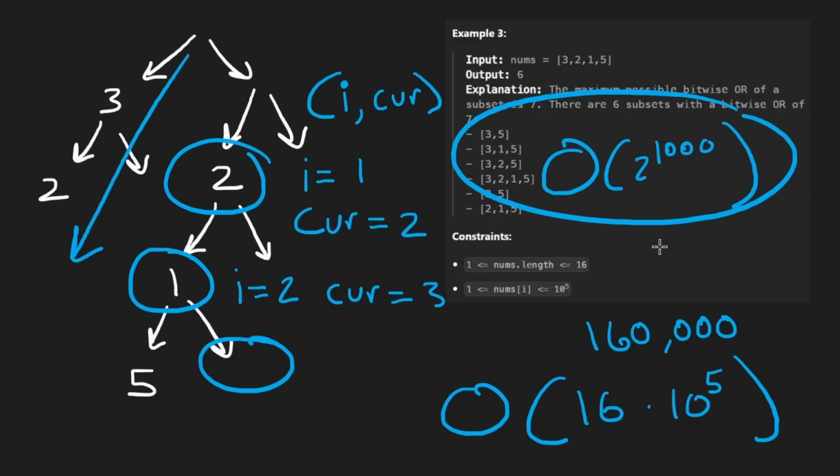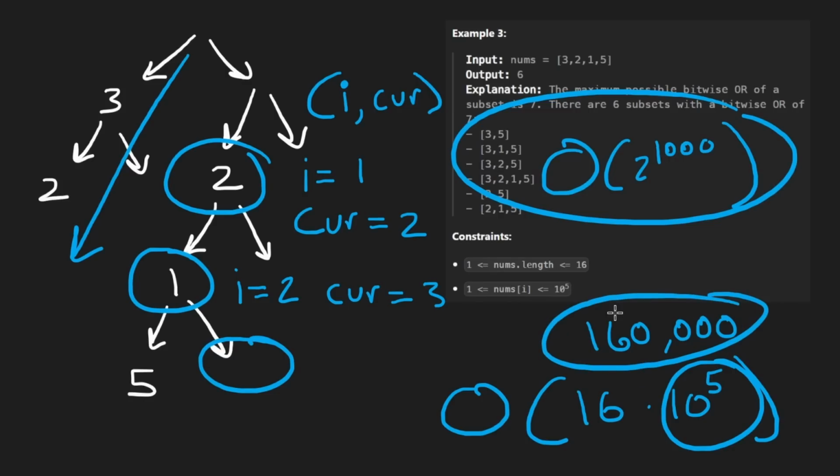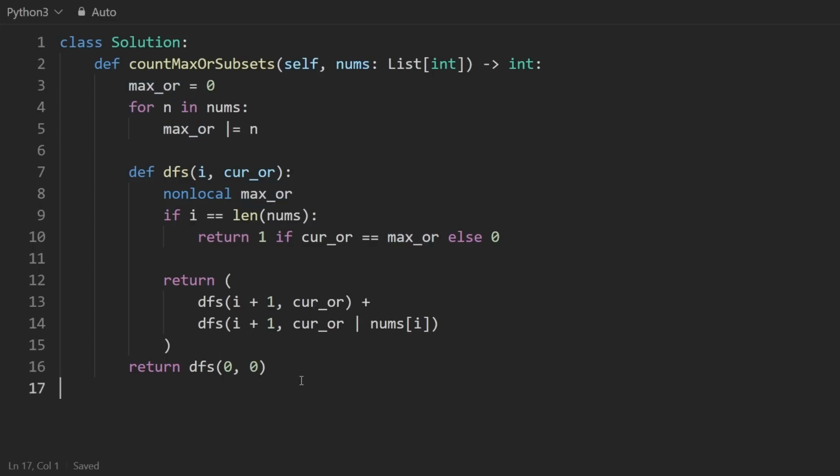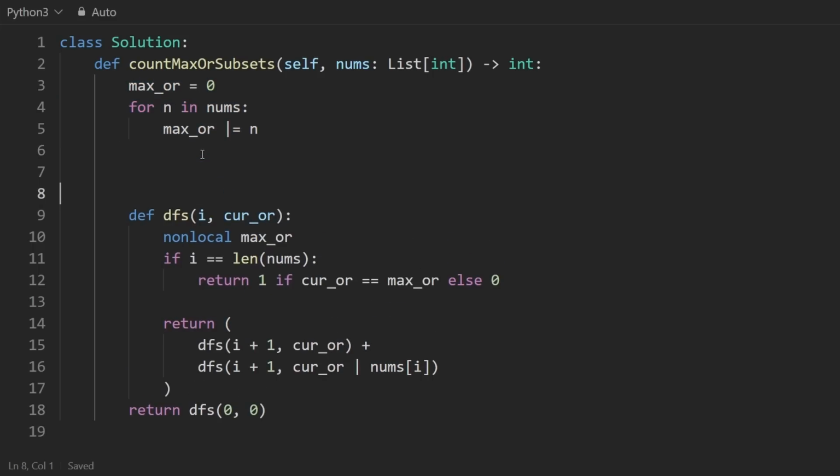I also just recognized that I have 10 to the power of 5 when technically we should have doubled this. So that would have been 20,000. So this would have been 320,000, but minor detail. So let's code this one up now. So not a lot of changes that we need to make in this case. Just need to add caching to this.